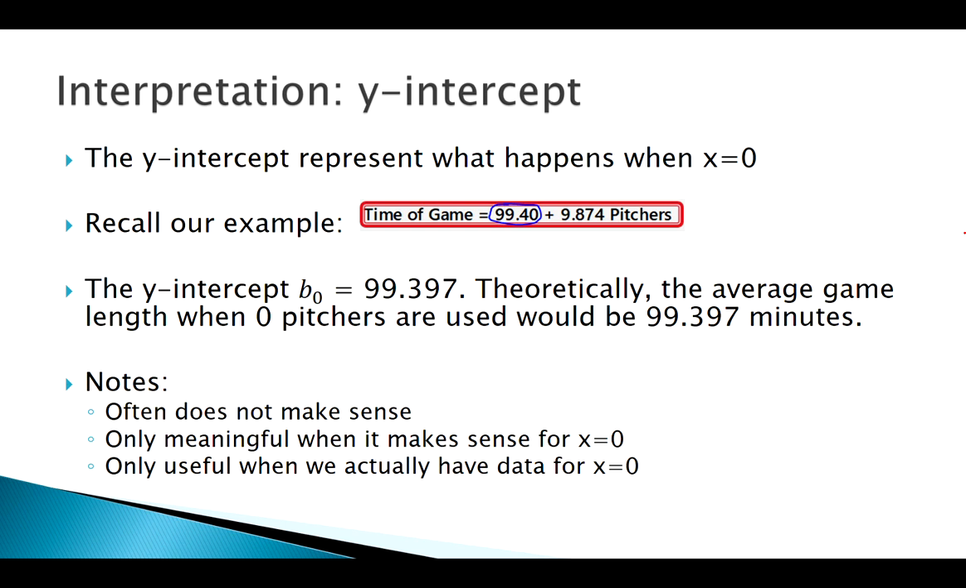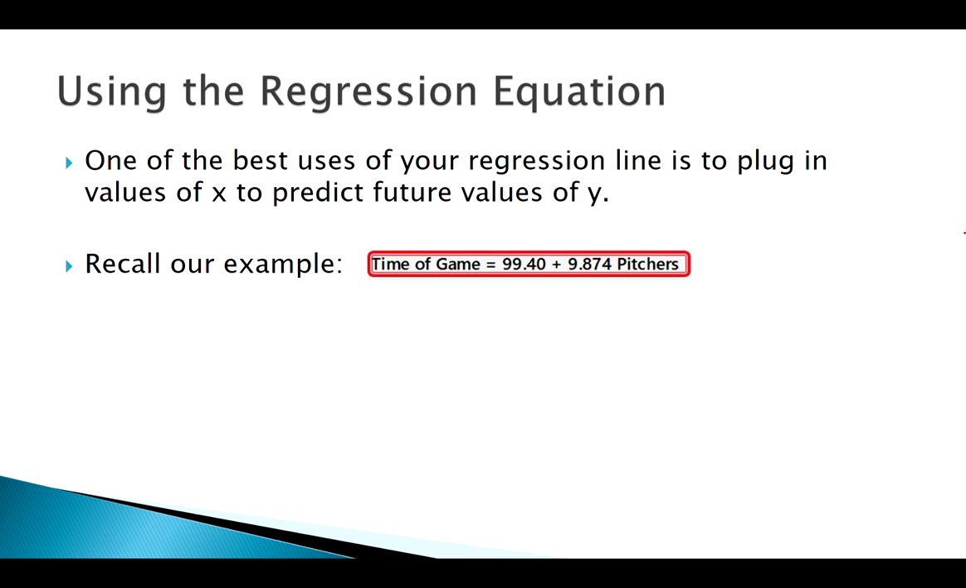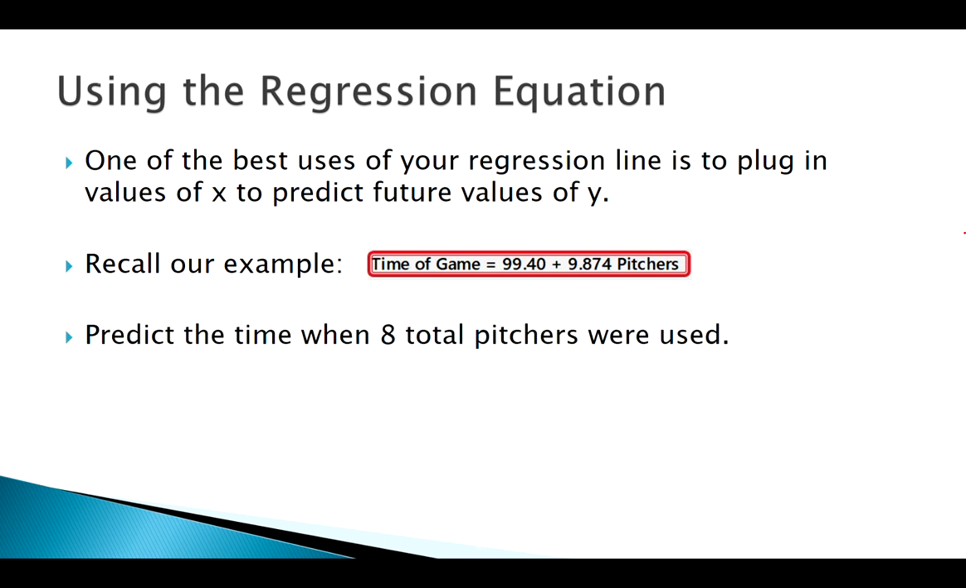Okay, so we know how to interpret that regression equation, and a little bit how to calculate it. We don't want to worry about that too much. But what's another use for the regression equation? Well, one of its biggest uses is to predict for given values of x what's going to happen with y. Remember our example. What if I said, I want to know what's going to happen if 8 pitchers are used? We'll just plug 8 in there. If I plug in 8, I get that the game is going to be right around 3 hours.